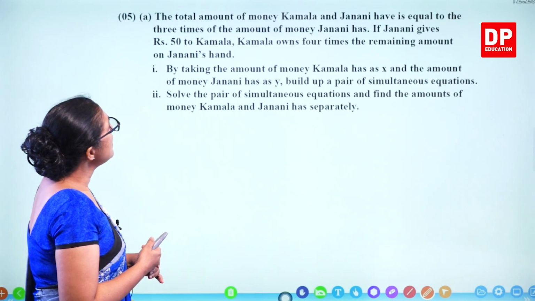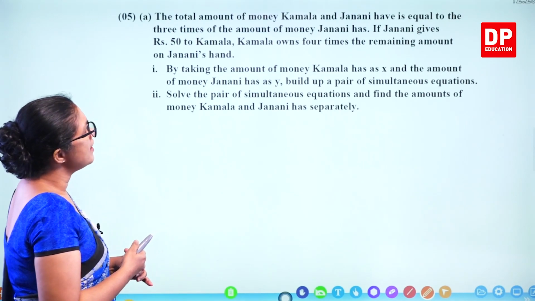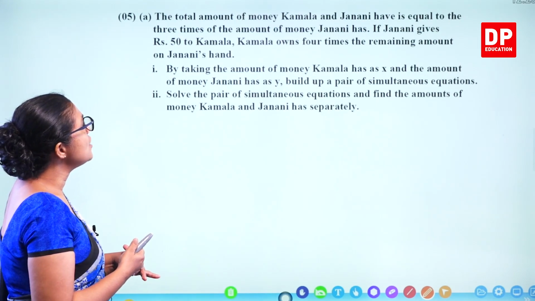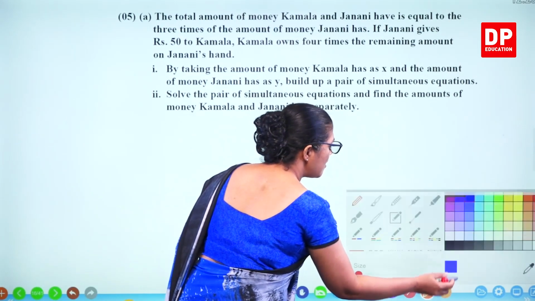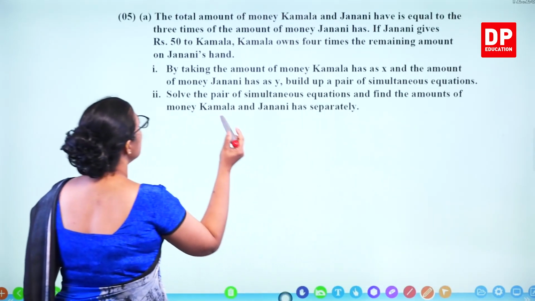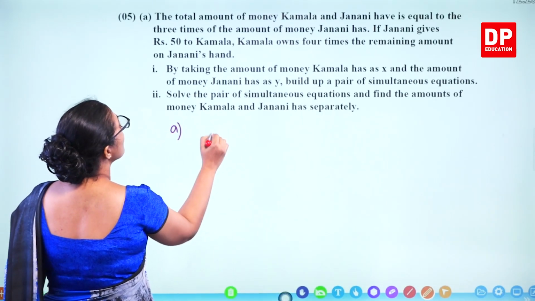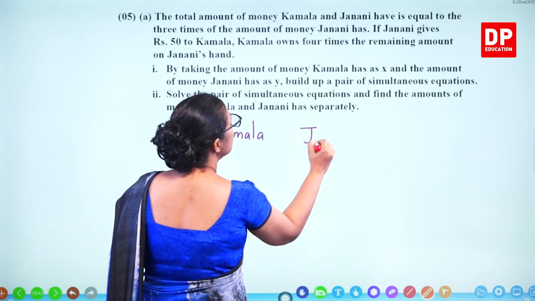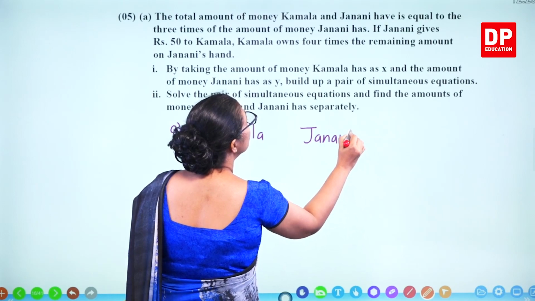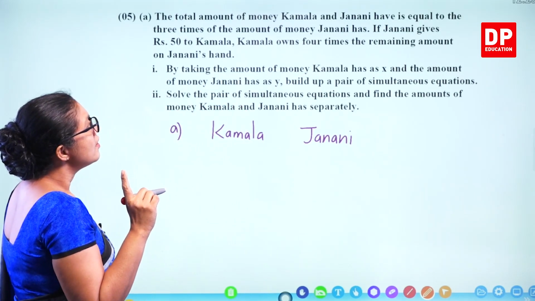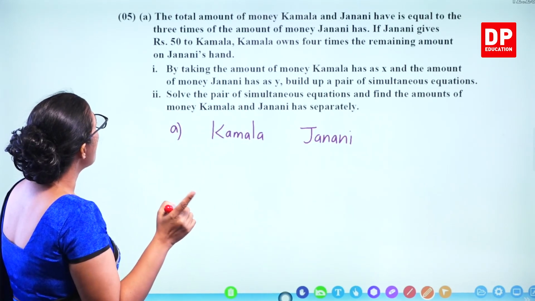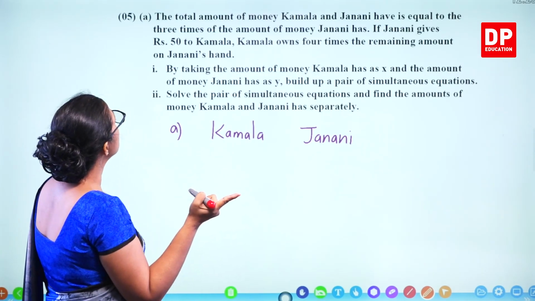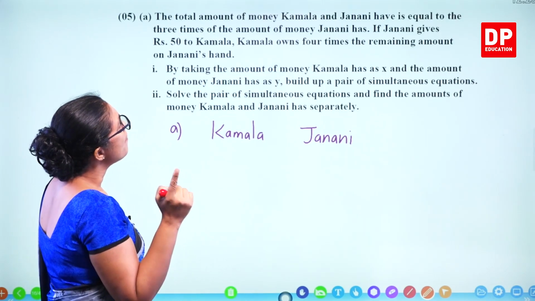Part A. The total amount of money Kamala and Janani have is equal to 3 times the amount of money Janani has. So we can just write it down. Who are the two? Kamala and Janani have the amount. Now it says the total amount is 3 times the amount of money Janani has.